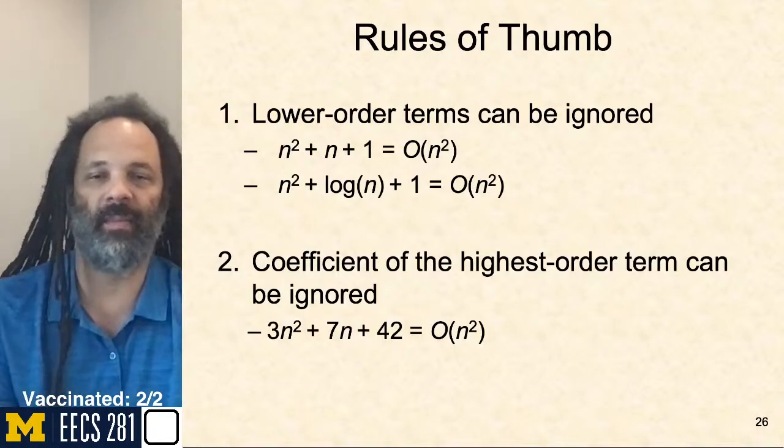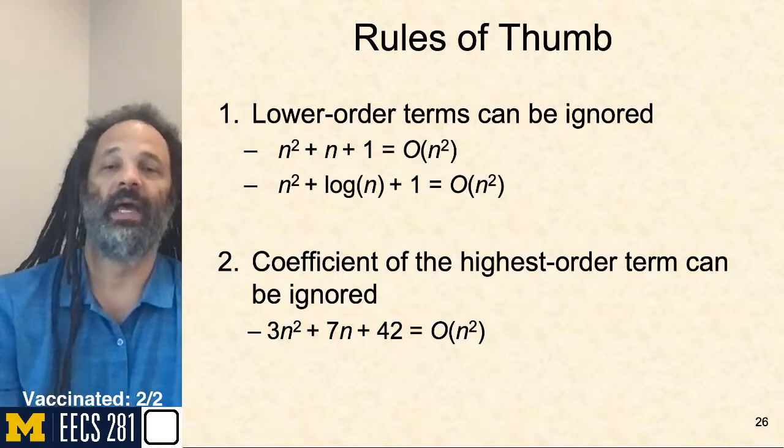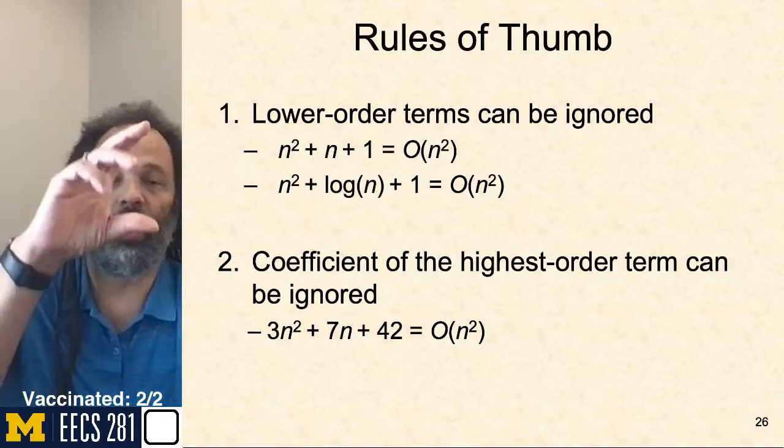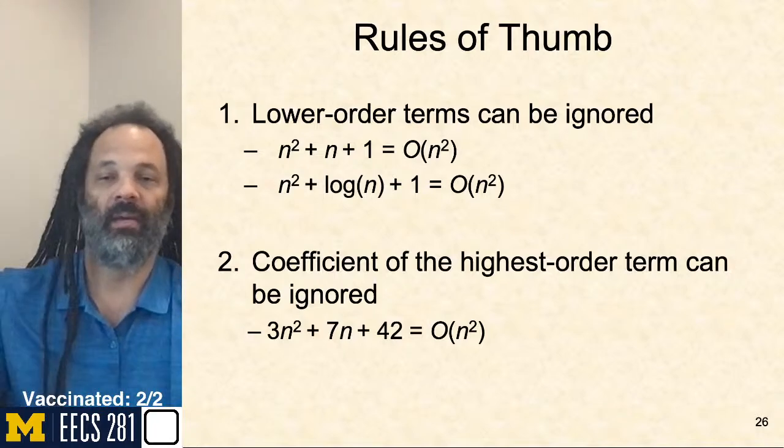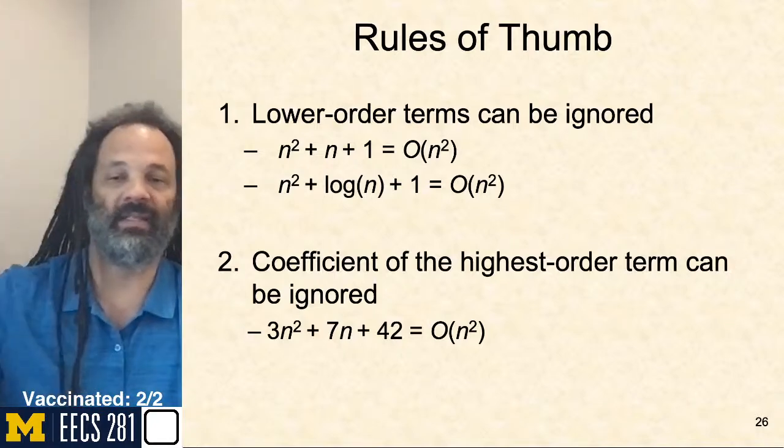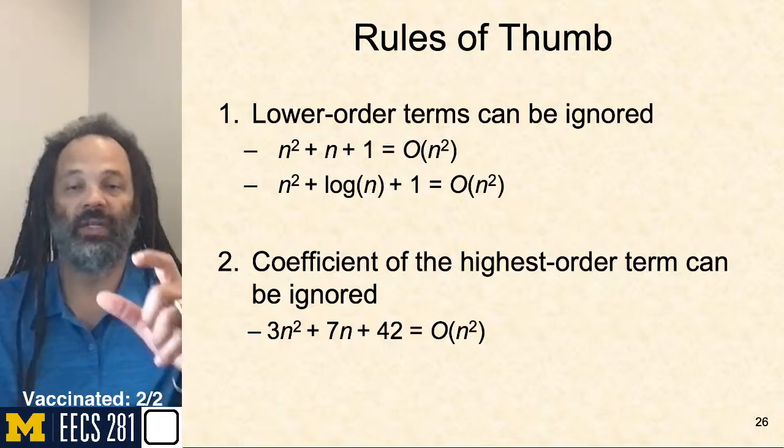There's my 2 rules of thumb. I always get into the slide too early. But it's the same thing here. My lower order terms can be ignored, and my coefficient of my highest order term can be ignored. Because of c, because of n sub 0. 1 is because of n sub 0, 2 is because of c.